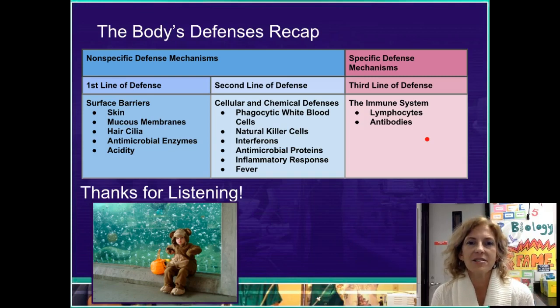And then our second line, if it does get in, what are some generic things I have that can take care of it? So you should right away think of white blood cells, more specifically phagocytic cells. We have natural killer cells that affect our viruses. Interferons, also attacking viruses. And antimicrobial proteins, the complement. And then we have inflammatory and fever, which we've all experienced. So that's your recap of the nonspecific defenses. We'll come back and talk about specific another day.